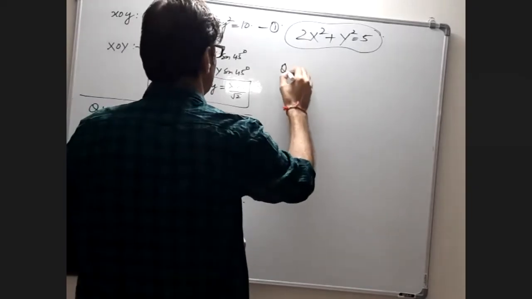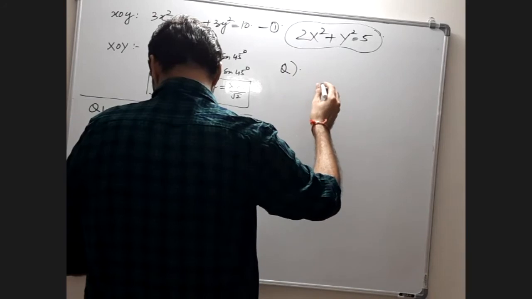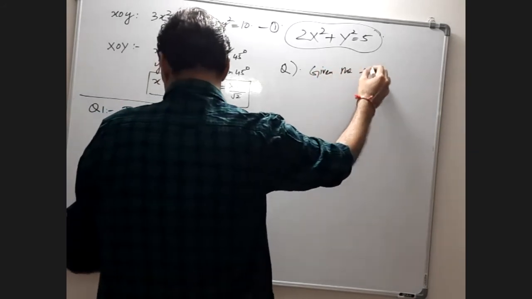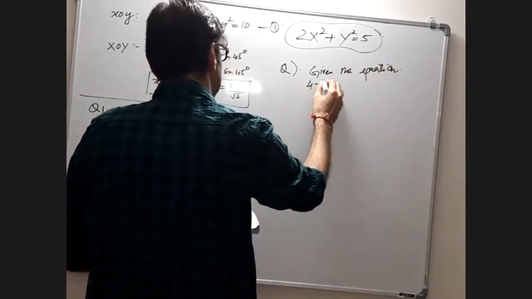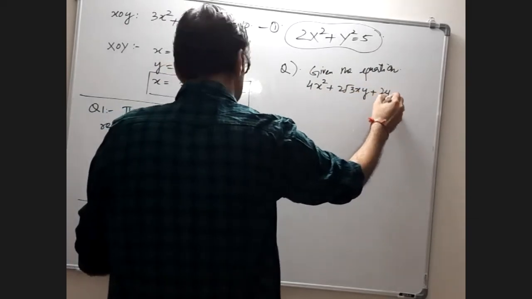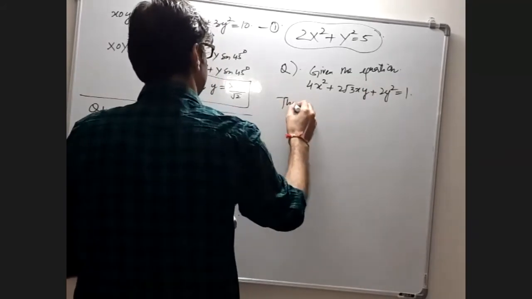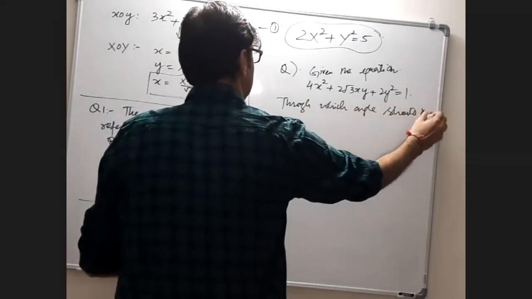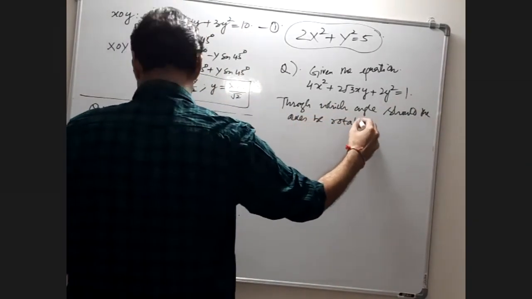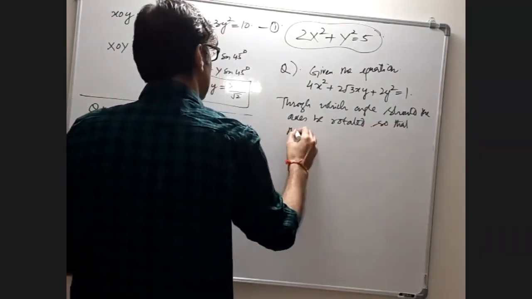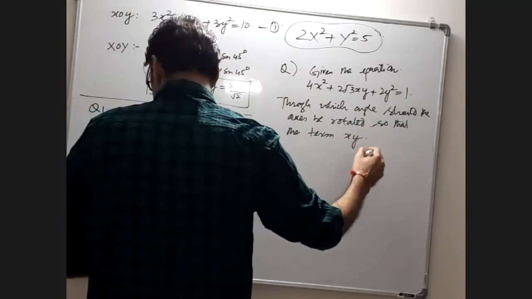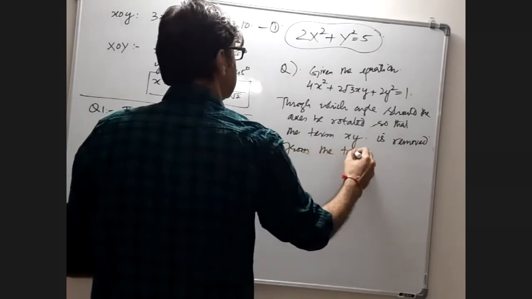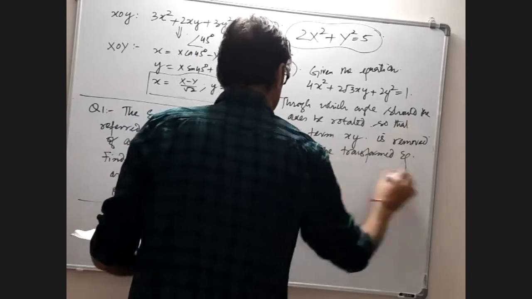Look at this. The question is, given the equation 4x square plus 2 root 3xy plus 2y square equal to 1, through which angle should the axes be rotated so that the xy term, जो आएगी इसमें, is removed from the transformed equation? So question बहुत ही simple है.